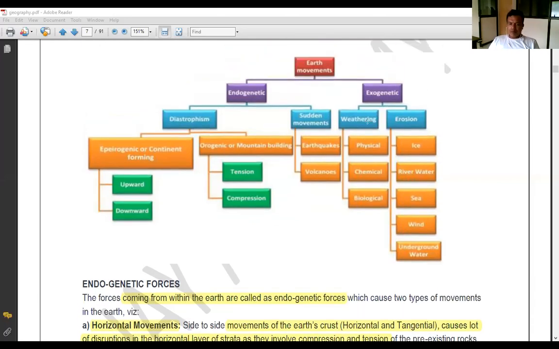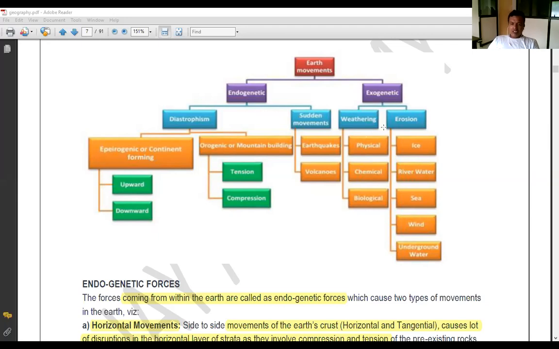So exogenetic movements are divided into types: one is weathering, the next is erosion, and the third is deposition. Deposition is not mentioned here, but the third important exogenetic process that takes place on the surface of the earth is deposition, right? First weathering of the landforms takes place, then erosion of the weathered material, and after erosion there is deposition.